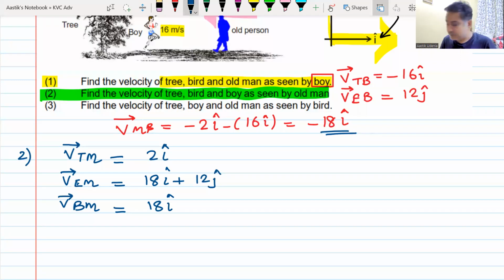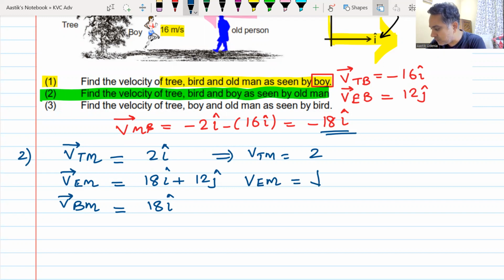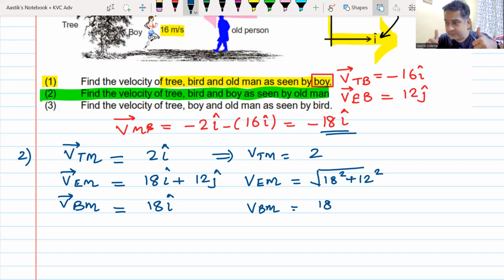Once we get this, from here you can find out the magnitude of velocity. For example, the magnitude of this velocity, which I'll write as V of tree with respect to M. The magnitude is simply 2. Magnitude of the bird E with respect to M will be under root of 18 square plus 12 square. Do we all understand this, what I'm doing here? Magnitude of velocity of boy with respect to man is 18 meter per second. Everyone understands this? Yes, sir.